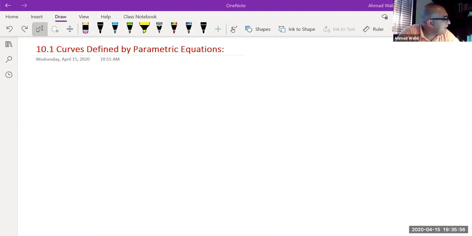Parametric equations and polar coordinates. Today we will start 10.1, which is curves defined by parametric equations.